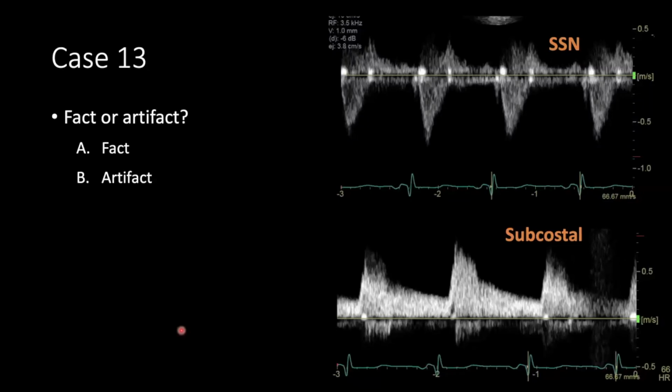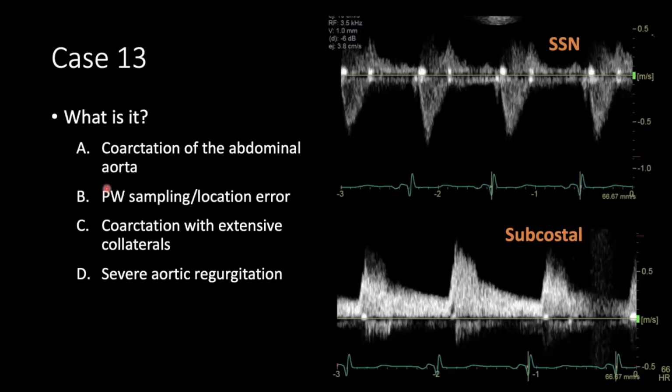Okay, it's real. I just want to get to the actual explanation here. So what do we think it could be?